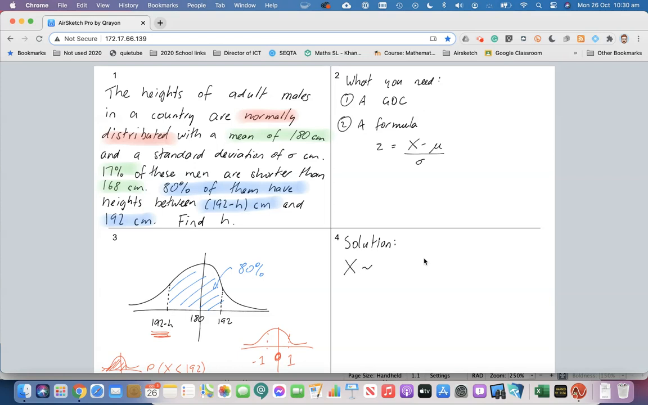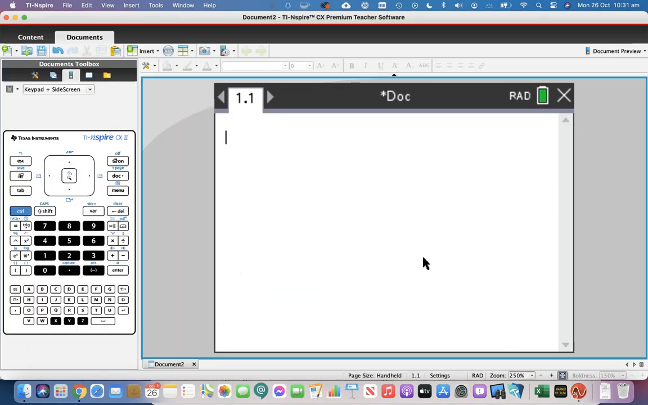We know that X is distributed normally with a mean of 180 and a variance sigma squared that we don't know. We do know this fact, that Z, the standardized normal distribution, is distributed normally with a mean of 0 and a variance of 1, because 1 squared is 1. At 17%, well, this is standardized, right? So we can just grab that off our calculator. So I'll switch over to my calculator. I've created a calculator page.